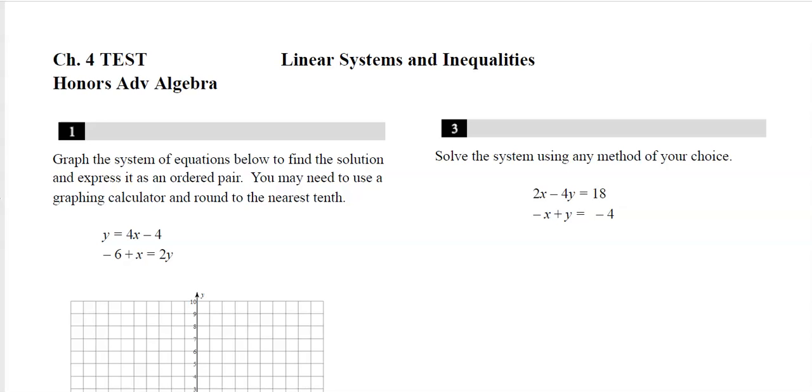All right, chapter 4 test. I want to go through and do the solutions here, and that way if you need to do a retake, hopefully I can explain how to do these a little bit better.